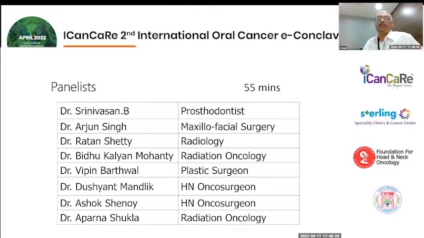We have exactly 55 minutes to go through that, and please do alert me when I overshoot time. We will stop at 55 minutes. So we have Dr. Srinivasan, who's a prosthodontist, Dr. Arjun Singh, who's a maxillofacial surgeon, Dr. Shetty, a radiologist, Dr. Mohanti, and Dr. Aparna, who are radiation oncologists.